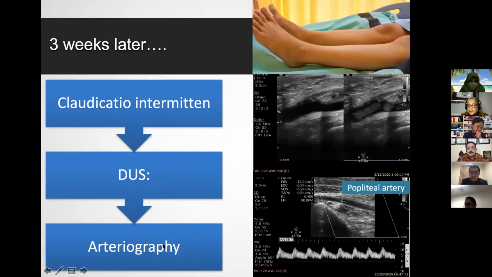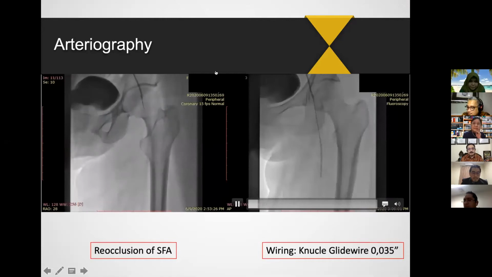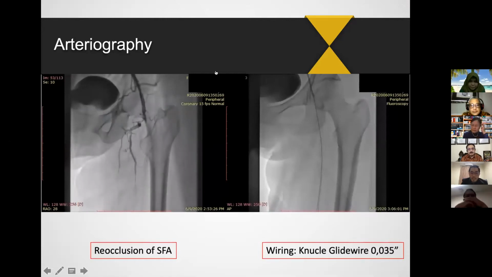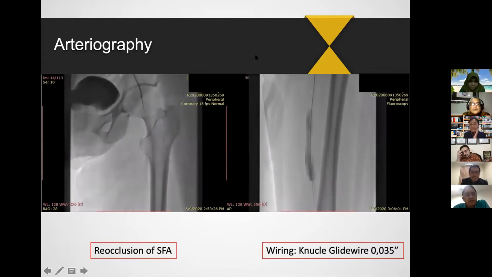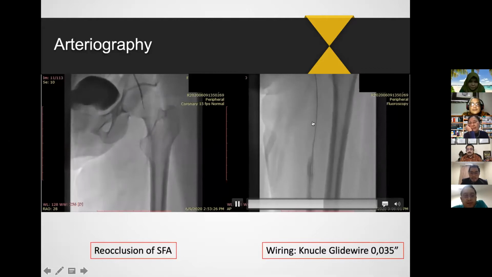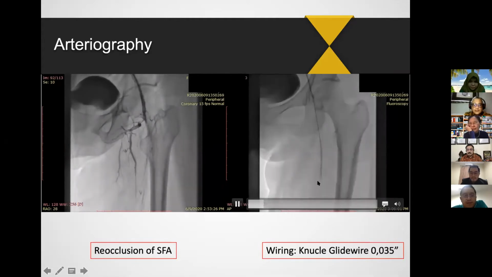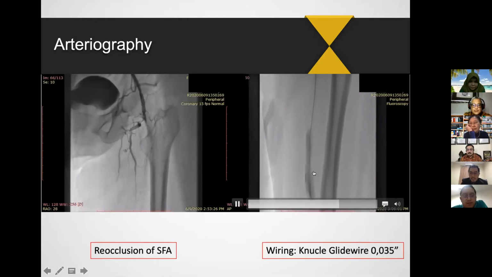Then we performed arteriography at that time, and we can see there is total occlusion again of the SFA, the superficial femoral artery. Because we had just got a new AngioJet, the first at our hospital, we planned to do AngioJet and tried to cross the lesion. Actually, we had difficulty crossing the lesion, and we made a mild perforation here. But after several attempts, we successfully crossed the lesion using a flat wire with a knuckle.